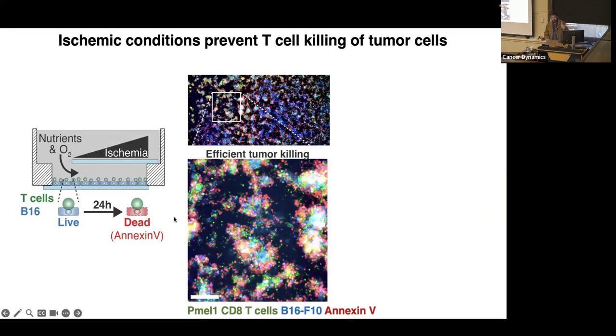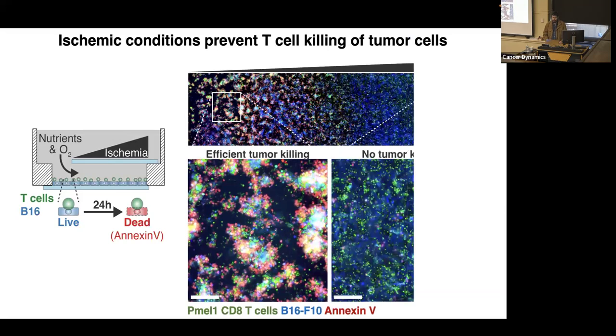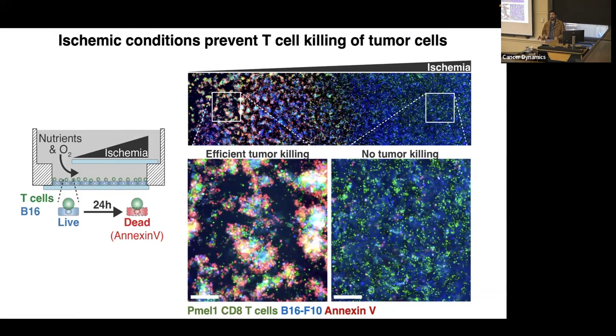And what you see in the front is what you expect. Basically, every tumor cell gets killed within 24 hours. As you move into the more ischemic regions, there is virtually no tumor killing. And we can show that those T cells are completely viable. If you take them out, they can start killing again. So there's something about that environment that prevents them from killing. So we're hoping that this is maybe one of the reasons why immunotherapy is failing.